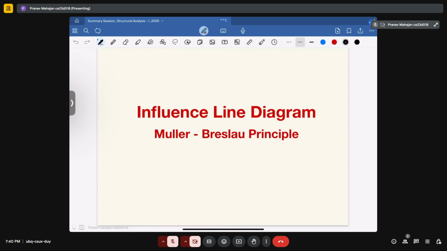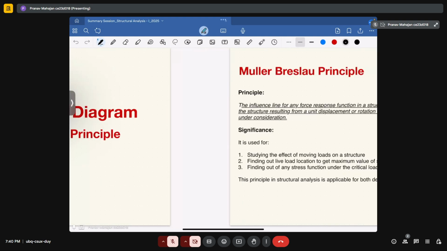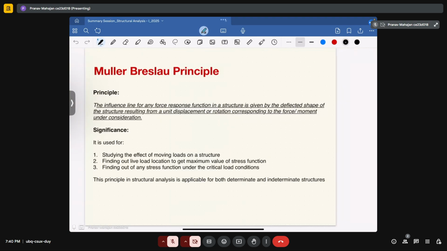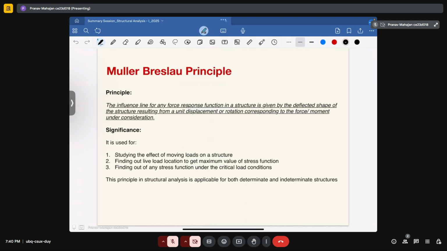Now we will go to the influence line diagram, where we can see how the Mueller-Breslau principle can be applied. So, what does the Mueller-Breslau principle tell you? It says that the influence line for any force response function in a structure is given by the deflection shape of the structure resulting from a unit load or rotation corresponding to the force or moment under consideration.